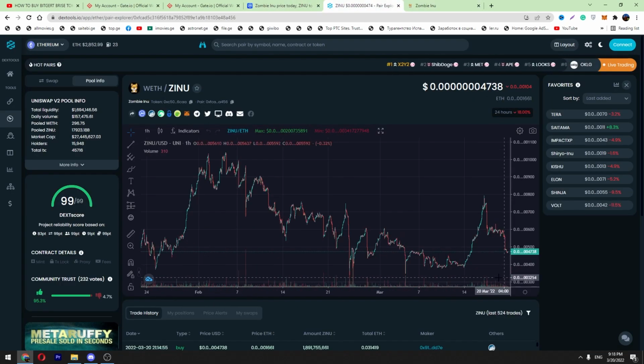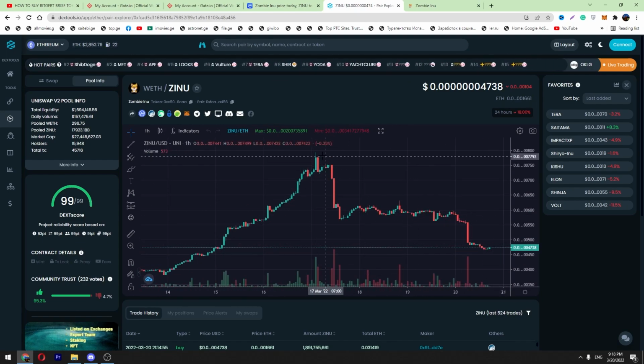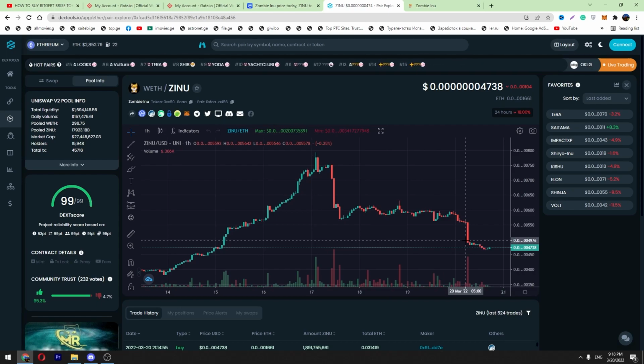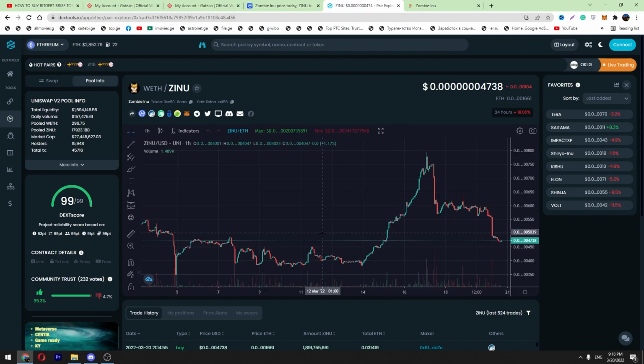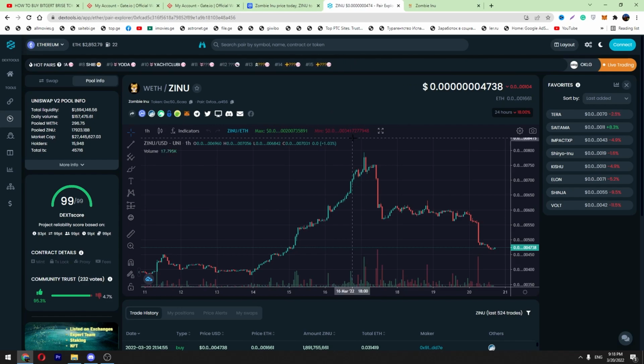At the moment, this is the situation. We are here after this higher high. The price went down after this dump. Price consolidated. I think that the price will go up in the next few weeks because huge things are incoming. And also I think that Zombie Inu has the potential to make another high and an all-time high. So that's all I wanted to tell you about Zombie Inu.